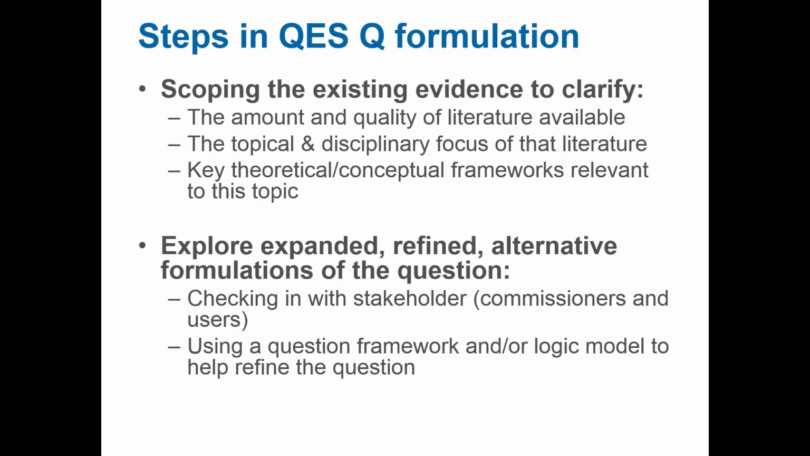So in addition to what I've just said, you also need to be scoping the existing evidence to clarify the amount and quality of the literature that's available, to see whether the question's been answered fully or partially, what the gaps are that have been raised in previous literature, and whether your QES can respond to those gaps. What is the topical and disciplinary focus of that literature? For instance, if you have a question about health management, you might have to look not only in health management and health research, but also at business research, social science research, and organizational development research.